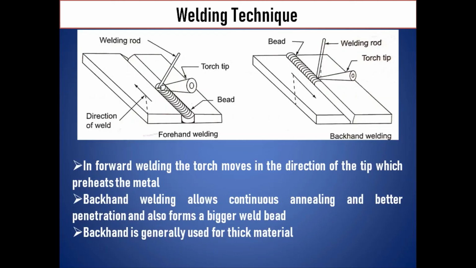There are two methods of welding depending upon the direction of movement of the torch and the filler welding rod. One is called forehand welding, the second is called backhand welding. As you can see in the figure, in forehand welding the tip is directed towards the direction of welding, but in backhand welding the tip is directed opposite to the direction of welding.